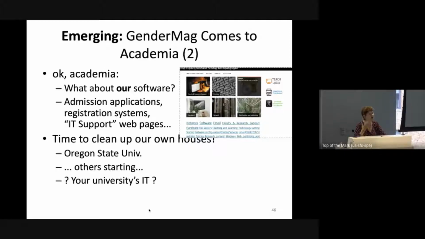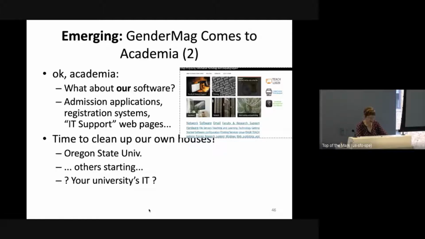But how do we talk in academia to each other? Well, the same way we talk in industry to each other: we do it through pixels. All of it is in pixels. It's in our IT, our websites, our web apps, the software that we build. All of that stuff is how we're communicating. And if those communications are gender biased, then no matter what we say we're doing about diversity and inclusion, we're just shooting ourselves in the foot.